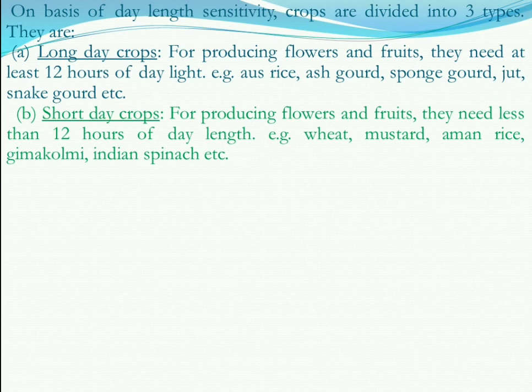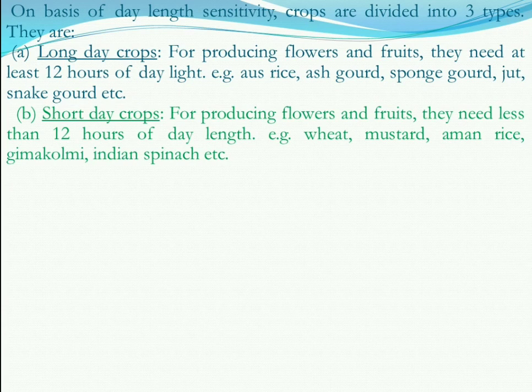That means they don't need more than 12 hours, they need less than 12 hours, and they are wheat, mustard, almond, rice, gimakulmi, Indian spinach. So you can easily realize this type of crops are actually winter season crops or rabi crops.